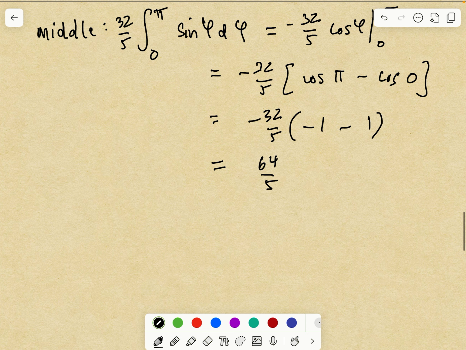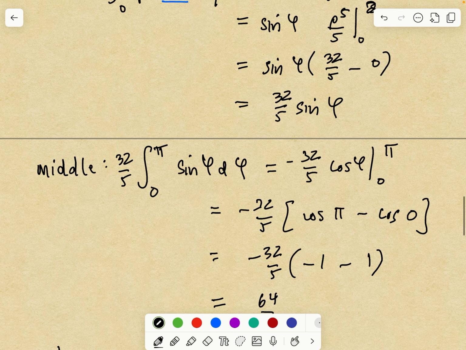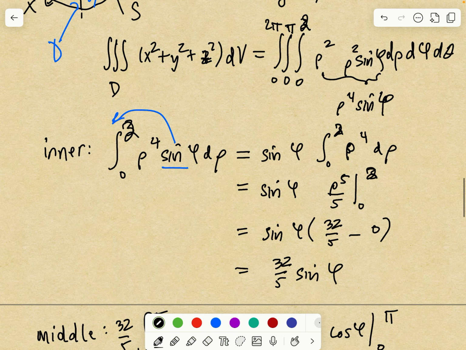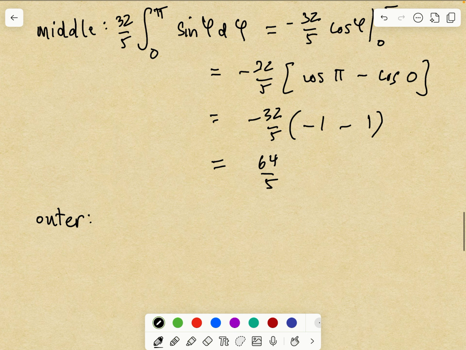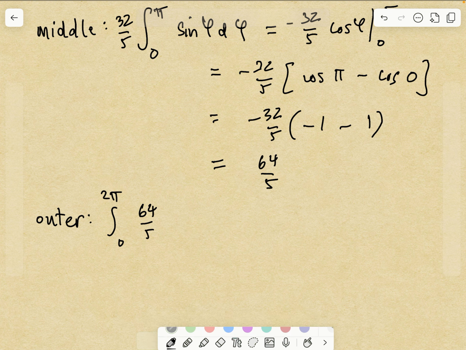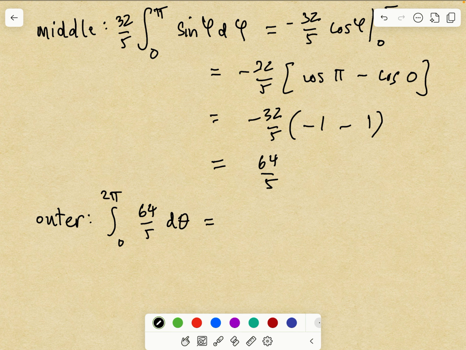The last step is to do the outside integral, integrating with respect to theta from 0 to 2 pi. That's easy. You're integrating a constant, so you just multiply by the length of the interval. It's 64 over 5 times 2 pi. And so the final answer is 128 pi over 5.